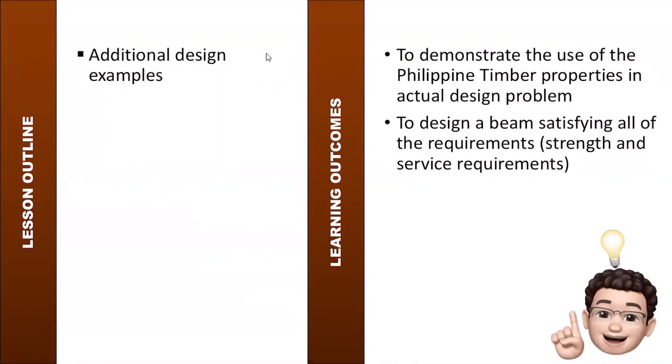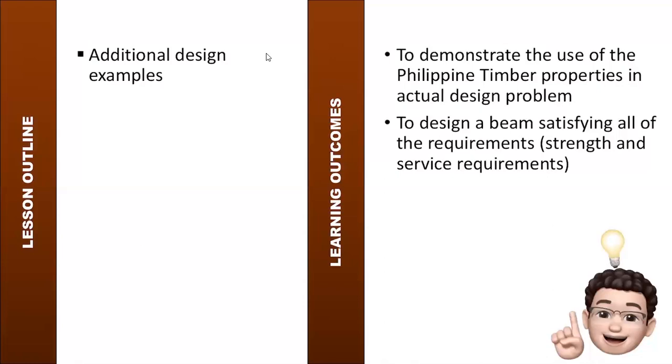At the end of the session, the first outcome should be to be able to demonstrate the use of the table that we have discussed previously, which is the Philippine timber properties with regards to stress grade. We have three classes. We have 80%, 63%, and 50%. So we will try to demonstrate how to use that, and then to design a beam that will satisfy all the requirements that we talked about last meeting.